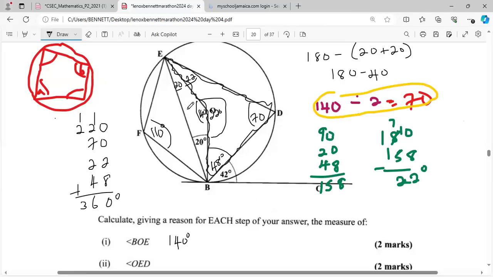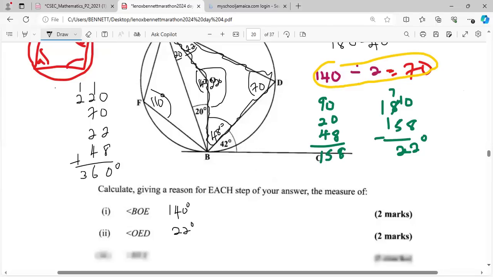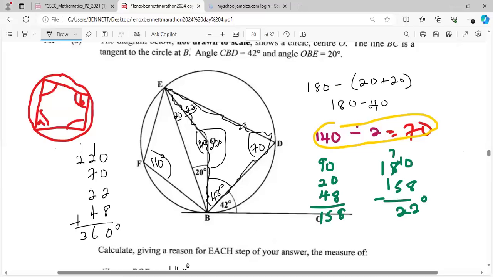OED, OED, OED. That's a 22. Yes, sir. For the E now, you don't know which one they want for the E? It's easy, man. Look, from O to E to D, so it has to be right here.